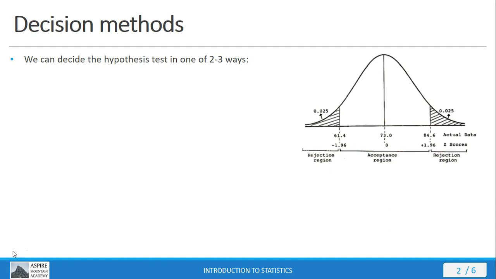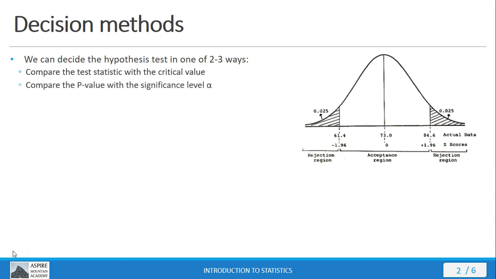So we can decide hypothesis tests on proportions in one of two ways. First, we can compare the test statistic with the critical value, or we can compare the p-value with the significance level alpha, or if we have a two-tailed test, we can construct a confidence interval at the 1 minus alpha confidence level. This is why I said 2 to 3 ways, because you've got 3 ways if you've got a two-tailed test, but only 2 ways if you've got a one-tailed test.